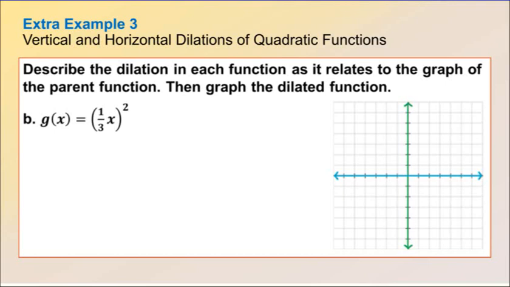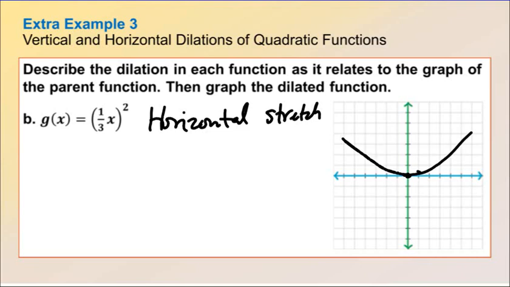Next, it's in the parentheses, so this is horizontal. The absolute value of 1/3 is 1/3, which is less than 1. So this would be a horizontal stretch. Again, the vertex is at 0, 0. If I put a 1 in for x, 1 times 1/3 is 1/3, and 1/3 squared is 1/9. So that would be over here. It's going to look really wide this way, so I'm just stretching it horizontally.